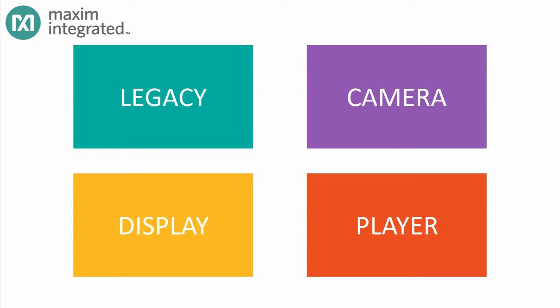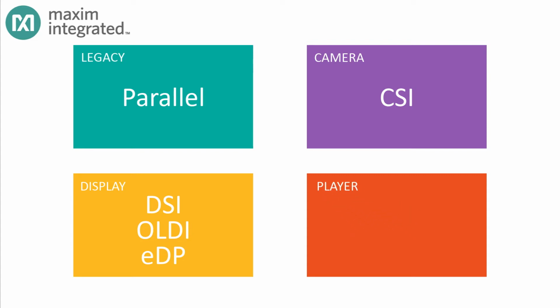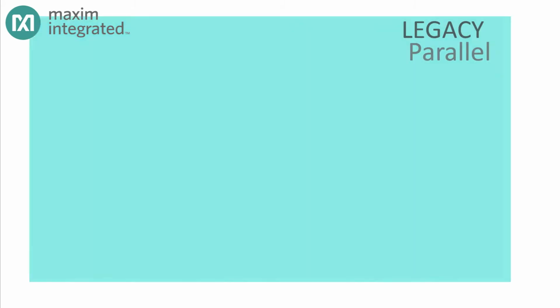Representing legacy interfaces, pure parallel. Representing camera interfaces, MIPI CSI2. Representing display interfaces, we'll look at MIPI DSI, OLDI, and embedded DisplayPort. And representing video player interfaces, we'll look at HDMI. That's a lot of material to cover, so let's get going. We're going to start with parallel.